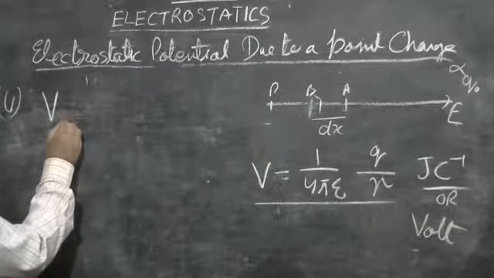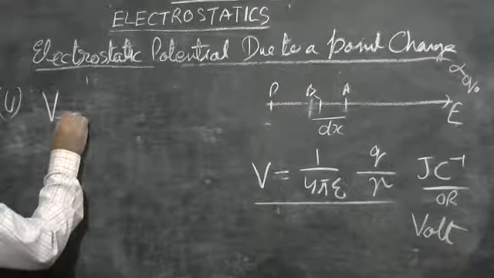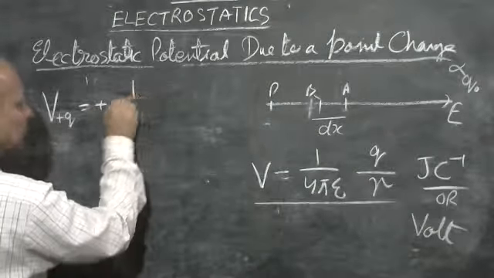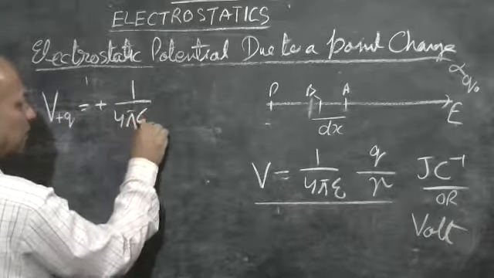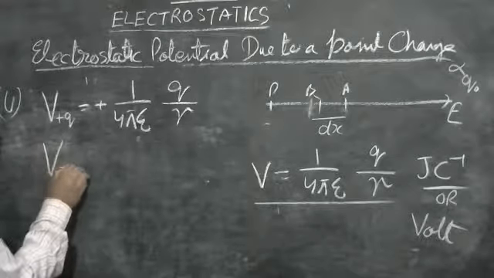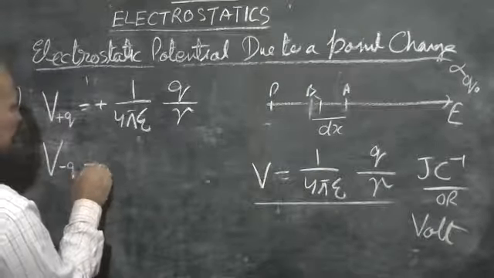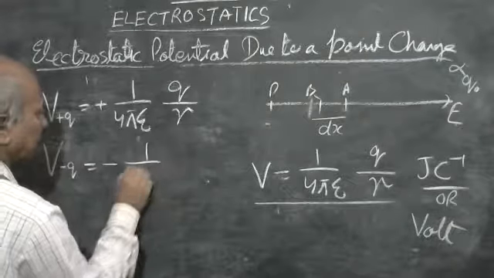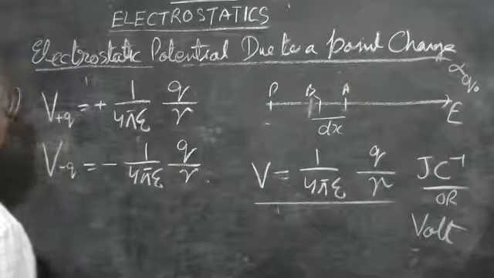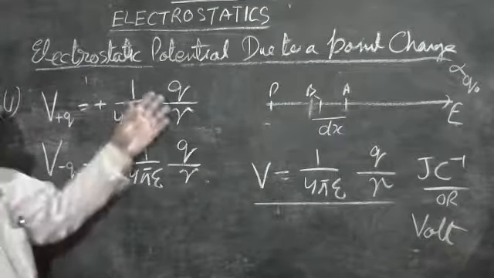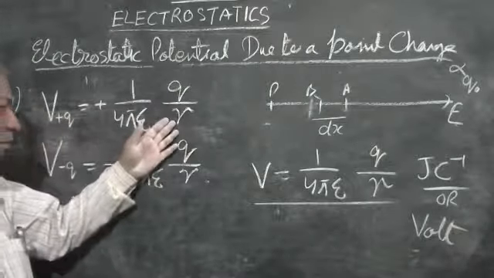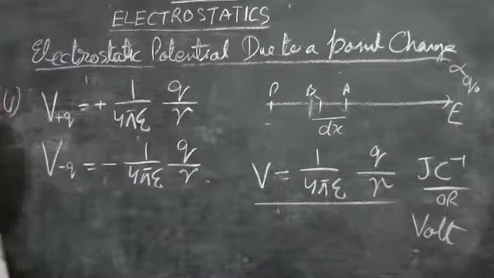Suppose when the charge is positive, then the electric potential will be 1 upon 4 pi epsilon naught q upon r. If the charge is negative, then the potential will be minus 1 upon 4 pi epsilon naught q upon r. This depends upon the charge. If the charge is positive, potential will be positive. If charge is negative, potential will be negative.